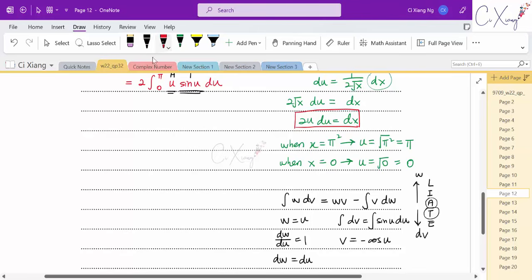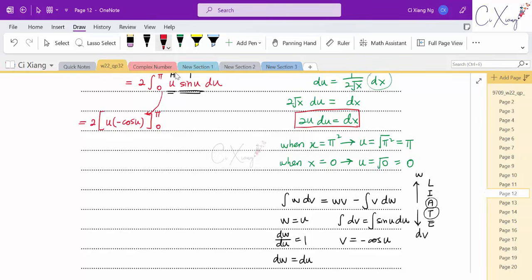Alright, now I will start to apply the integration by parts. I need a longer space, so maybe I will start here. The 2 is a constant, so I just copy it, and I apply the integration by parts formula. w is u, v is this one. Therefore, we have u multiplied with negative cos u. Then I have to substitute the limits pi and 0. For the minus part, I put a minus. Originally I have a 2, so I should include a 2 here also, then put in the limits 0 to pi.